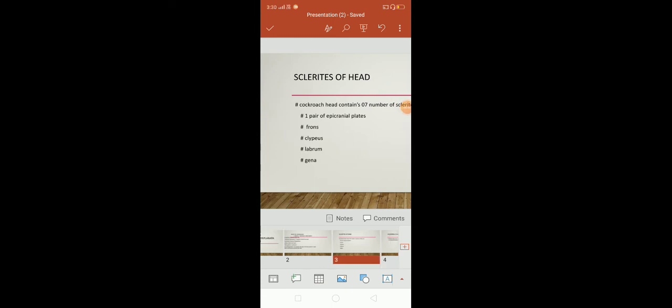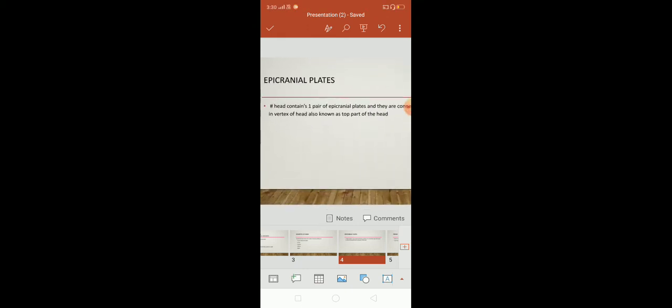We are done with the sclerites. Epicranial plates: the head contains 1 pair of epicranial plates. I already told you that the epicranial plates are a pair, which is also 2 epicranial plates, and they are connected by the epicranial suture. These parts are fixed in the vertex, which is the top part of the head. But keep in mind that the epicranial suture is not a sclerite. It is just the part connecting the epicranial plates.